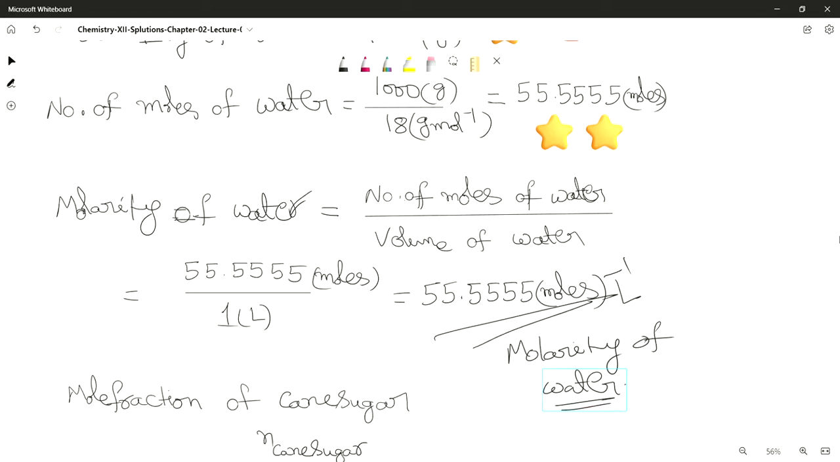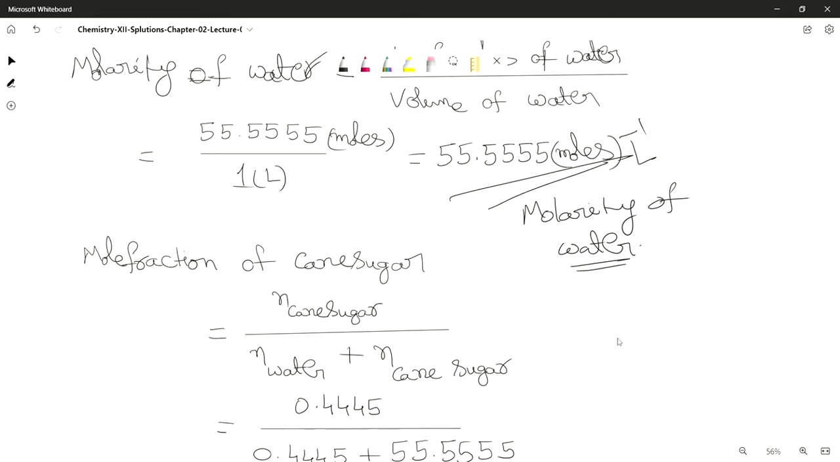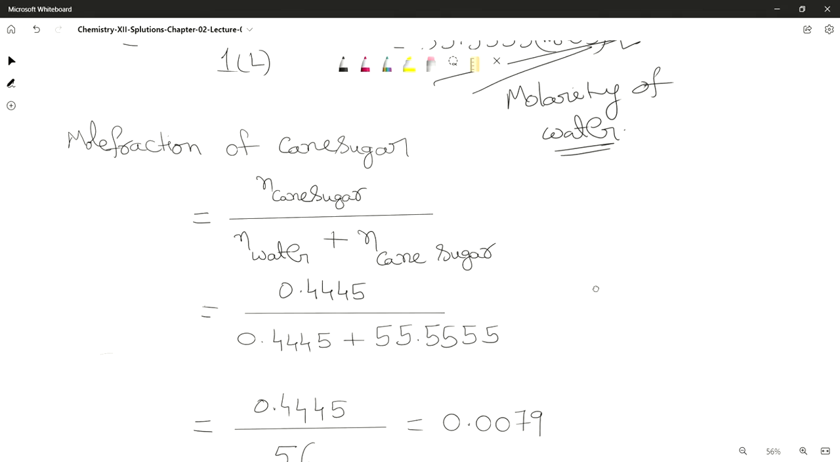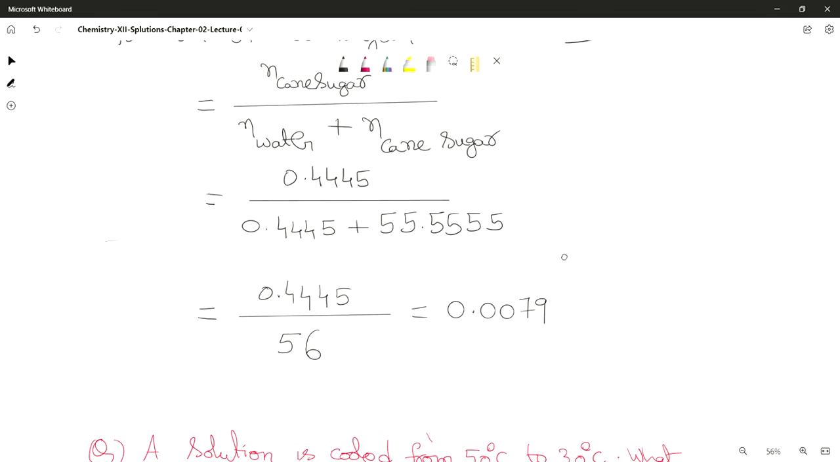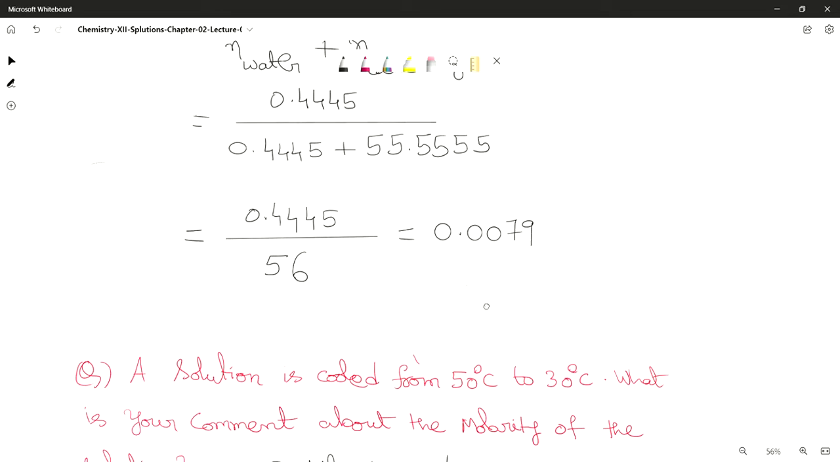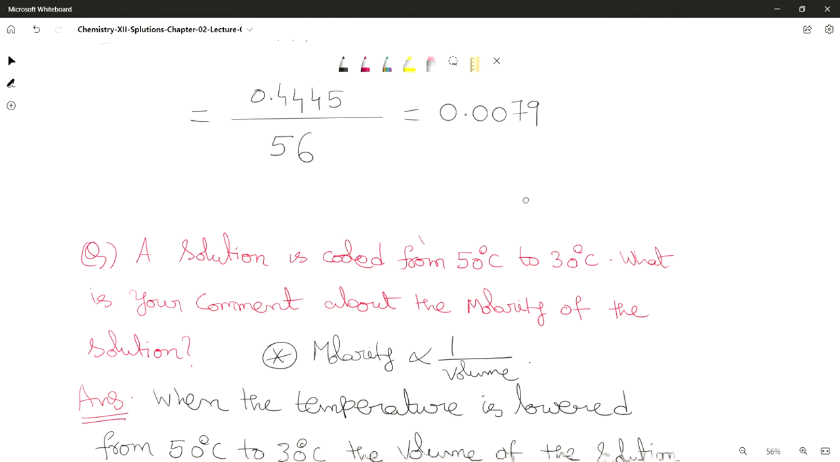The next part is that. So let us go ahead. The mole fraction of the cane sugar is the number of moles of cane sugar divided by the total number of moles, which works out to be 0.445 divided by 0.445 plus the number of moles of water, 55.5555. That is 0.445 divided by 56, which is 0.0079. So approximately 0.008 is the mole fraction of the cane sugar.